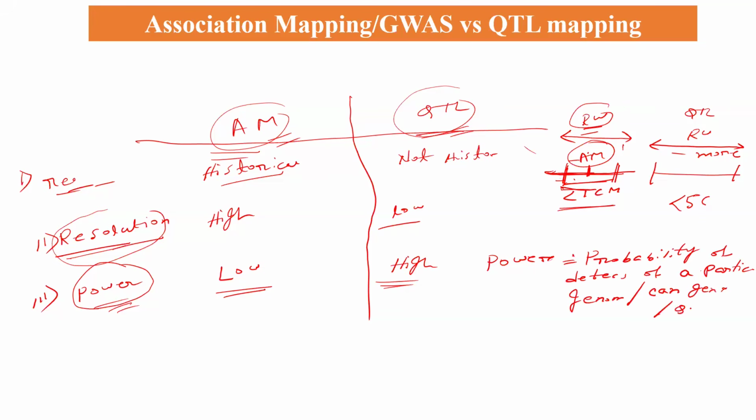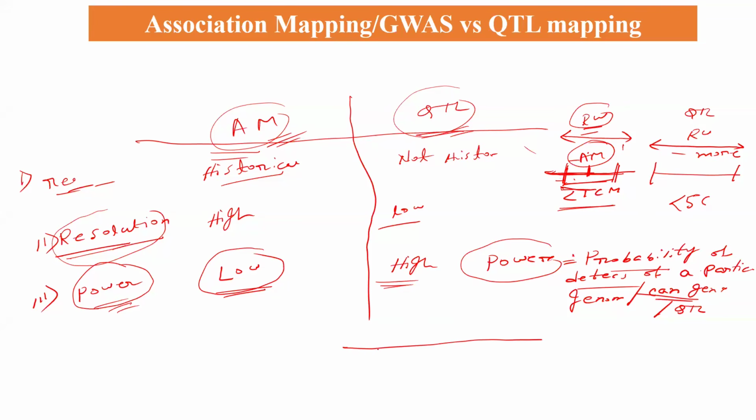Okay, maybe QTL or the candidate gene identification probability is the power. Here in association mapping, the QTL power is low. Why? In association mapping the recombination is high.